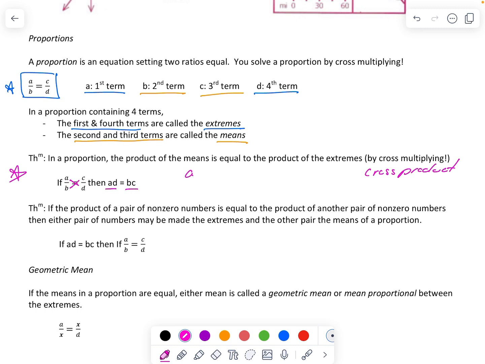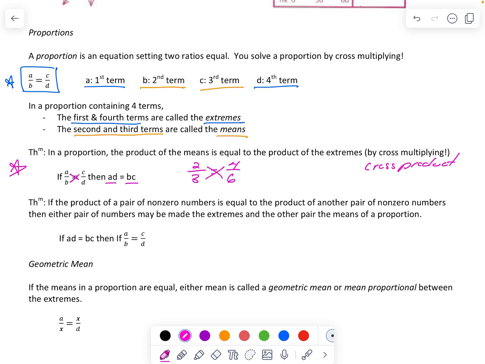I could illustrate it just by something that we already know. We know 2/3 equals 4/6. If we multiply the top and bottom of the first fraction by 2, we get 4/6. But notice when we look at the cross product, 2 times 6 is equal to 4 times 3. They both equal 12. So that cross product is always true for any proportion.